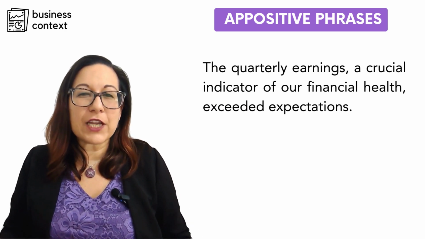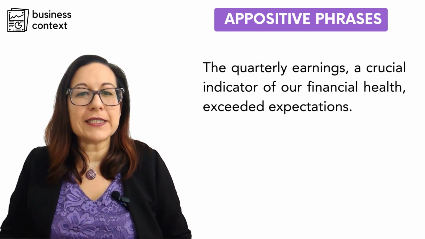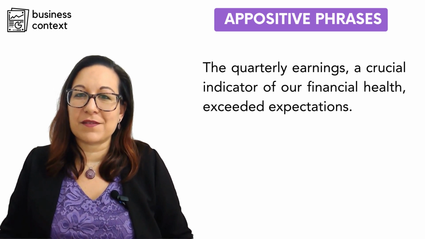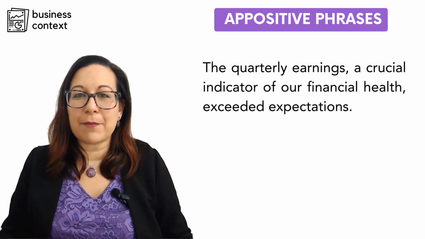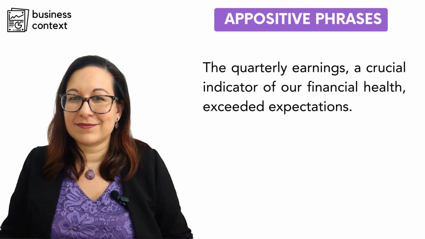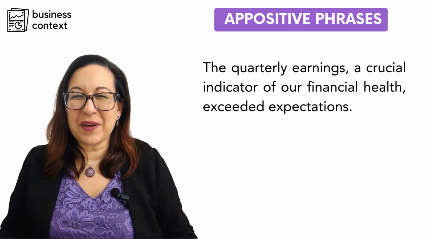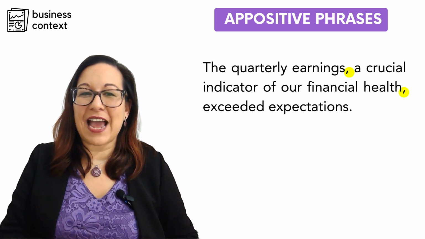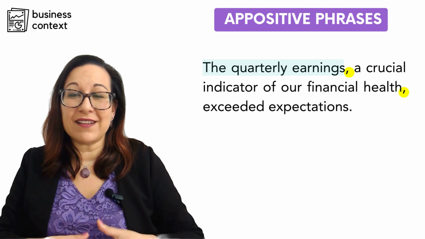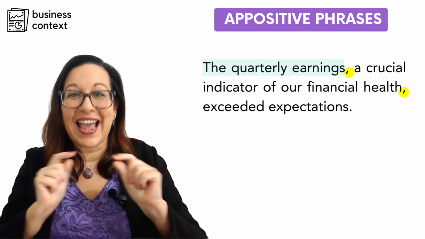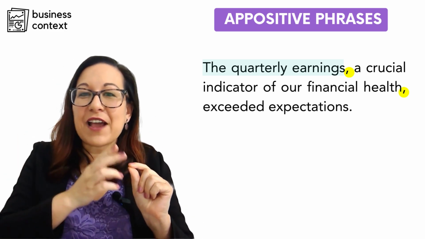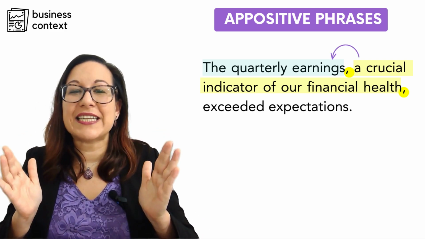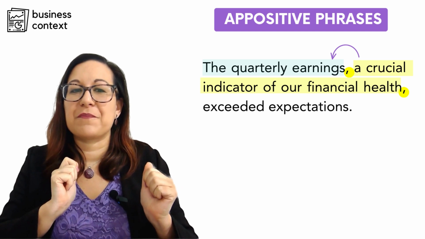The quarterly earnings, a crucial indicator of our financial health, exceeded expectations. Where is the appositive phrase? It's quite easy when you look for those commas. So we find the first noun, the quarterly earnings. It's actually a noun phrase. And then we've got another noun phrase that is describing it, a crucial indicator of our financial health.